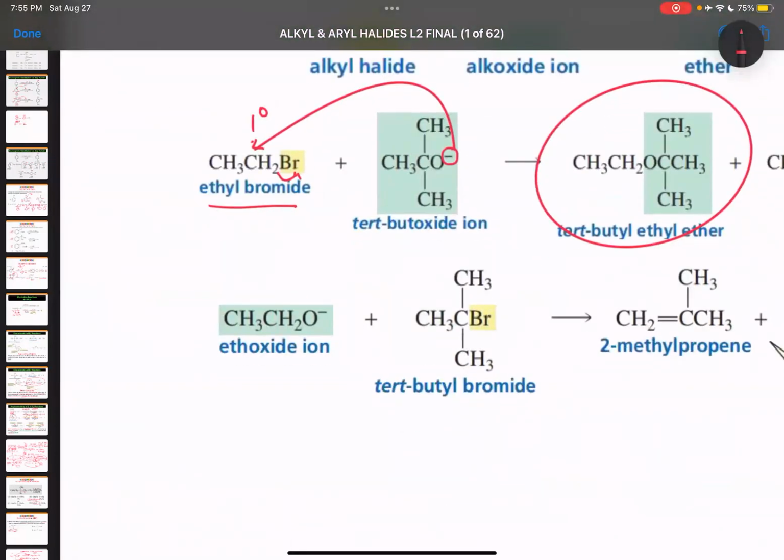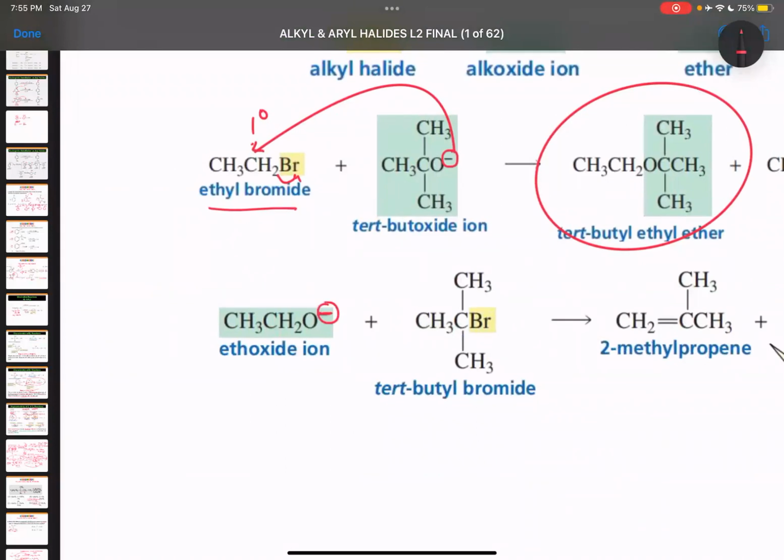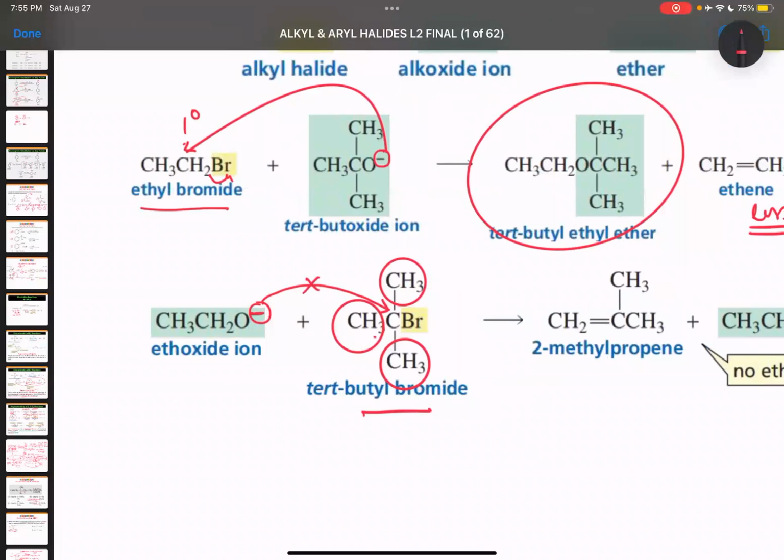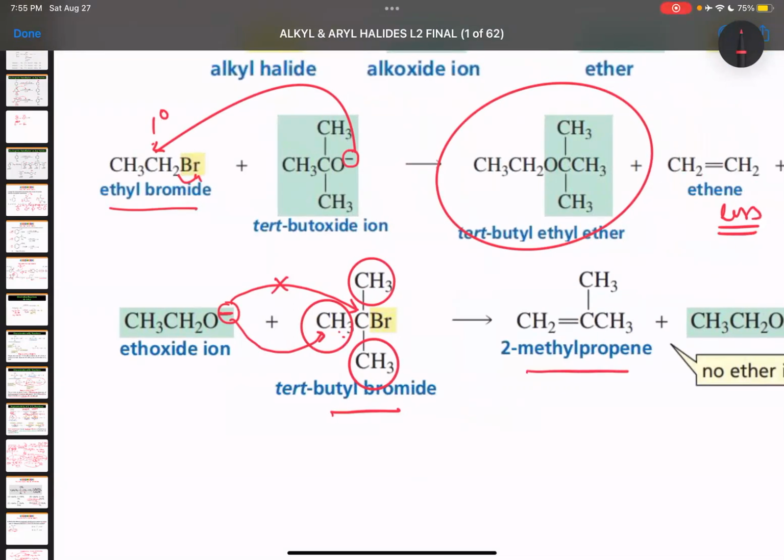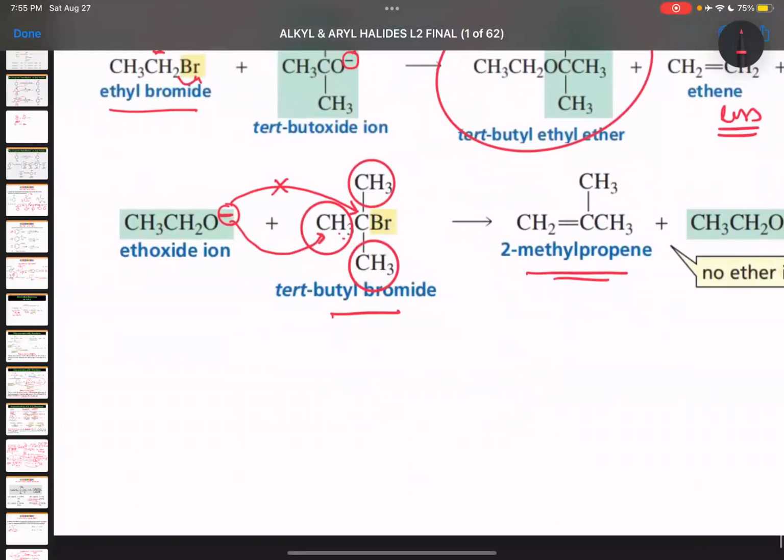But if you take this alkoxide and a branched alkyl bromide, tertiary butyl bromide, this can't happen directly. Why? Because this is very bulky, very branched. So the nucleophile cannot access the carbon atom which is connected to Br. So this nucleophile is going to extract H plus, and Br gets removed, and you will have an alkene.